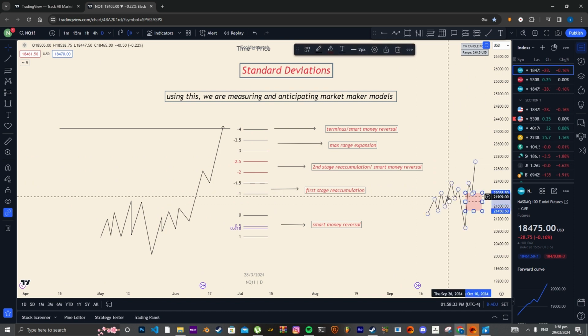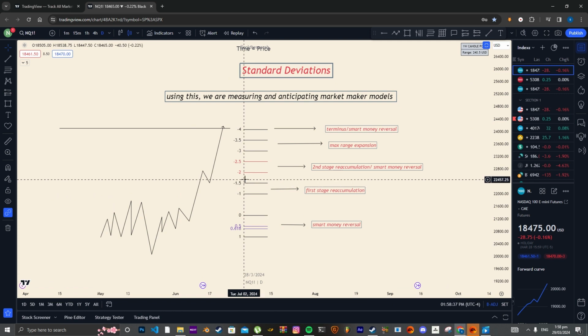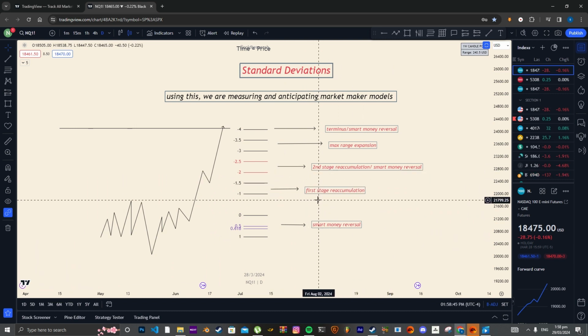So when we have our accumulation, you understand that it needs to be manipulation, but what will always appear between the -1 and -1.5 is a fair value gap that you can use to get a first stage reaccumulation entry, or your silver bullet, which is the first fair value gap to appear after a liquidity sweep or a change in market structure.